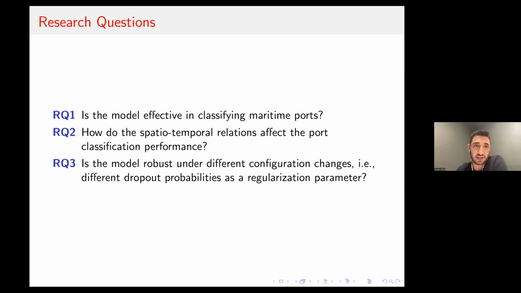The first question is related to the effectiveness of our method. We wanted to see how effective is our model in classifying the maritime ports. So I will show you some results for that. The second one is the effect of using spatial-temporal relations in our methodology. And the last one is related to training settings. So we will try to see how dropout probabilities affect the performance as a regularization parameter.